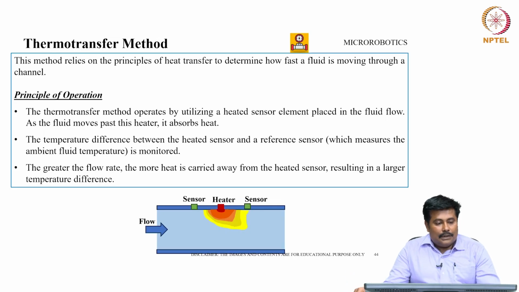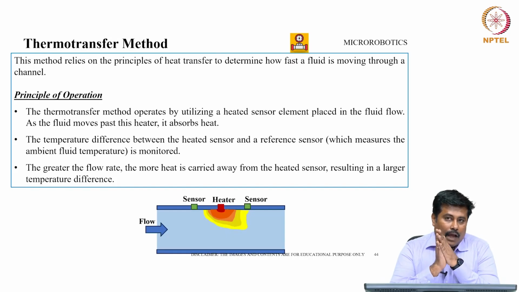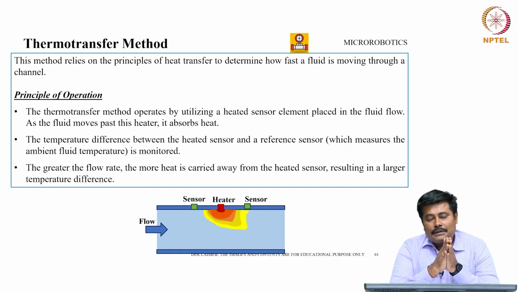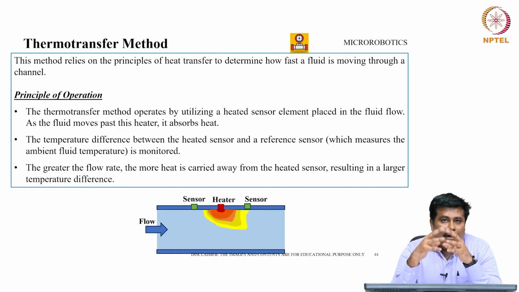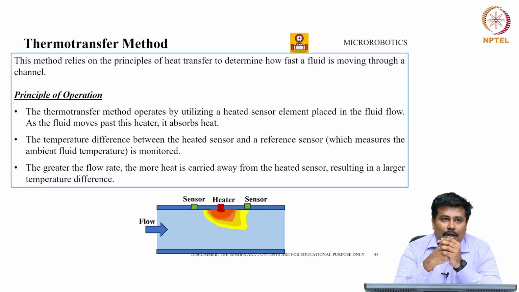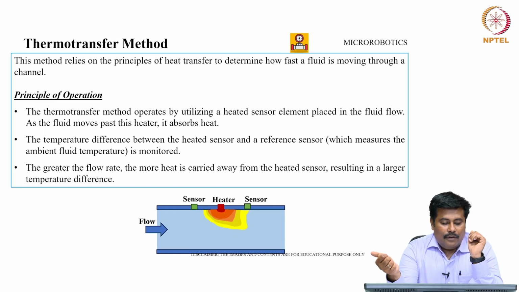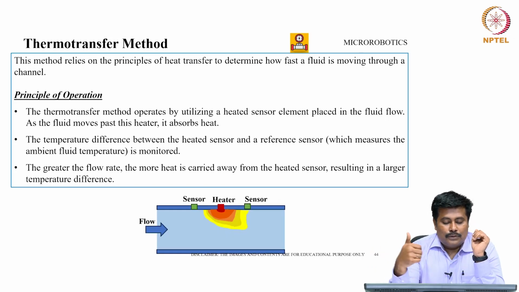Now, let us discuss the thermotransfer method. As far as this thermotransfer method is concerned, it relies on the principle of heat transfer to determine how fast a fluid is moving through a channel. When we consider the principle of operation, thermotransfer methods operate by utilizing a heated sensor element placed in the fluid flow. As the fluid moves past this heater, it absorbs the heat.